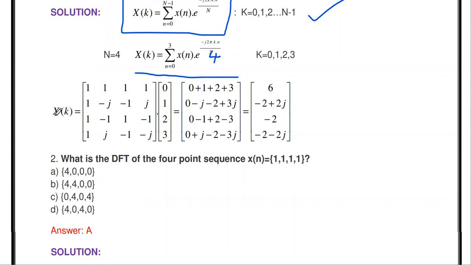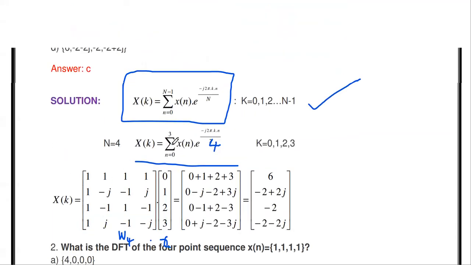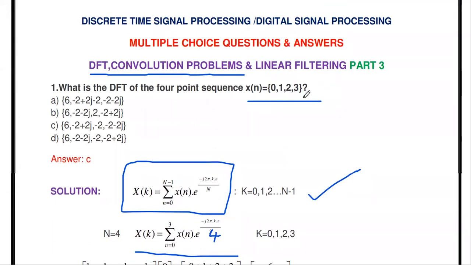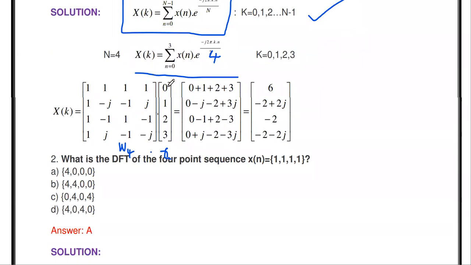Here X of k is calculated by, since this is the 4-point DFT, we can use the twiddle factor W4 multiplied with the given x of n. This 0, 1, 2, 3 is the x of n value. So you just write it column-wise. Then the W4 matrix, the twiddle factor 4 matrix, we have to write.